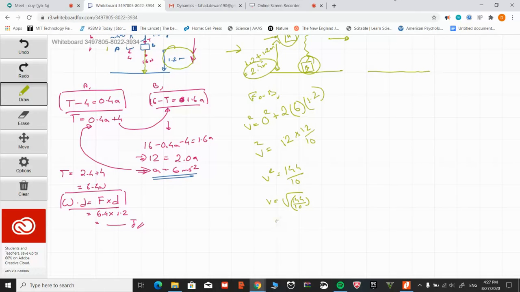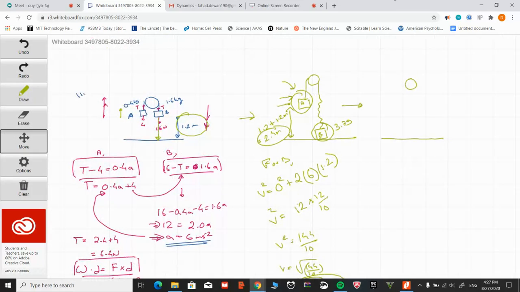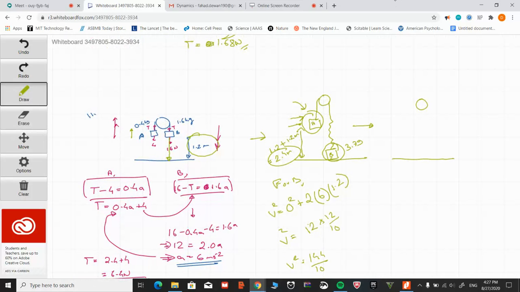3.79 meters per second. So 3.79 meters per second was the speed of B with which it hits the ground, but that was also the speed of A at this point, 3.79. Now, the next stage, gravity takes over because the string goes slack, and gravity says, look, it's now my job to bring it to rest.